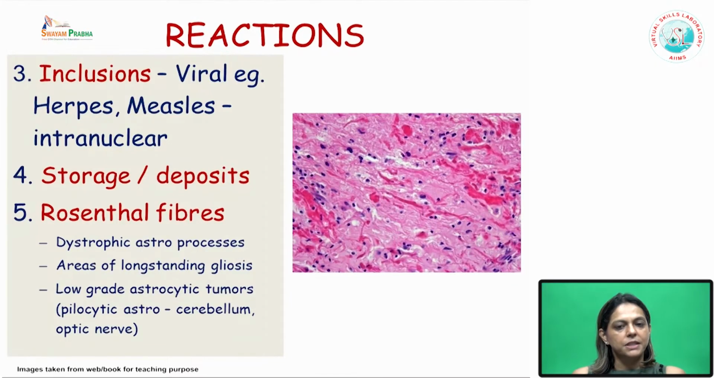Now, other reactions which can be seen in astrocytes are inclusions, like viral inclusions. For example, you can see in herpes, measles, and you can also see storage deposits. And number 5 is presence of Rosenthal fibers. What are Rosenthal fibers? These are basically dystrophic astrocytic processes, and can you see in this picture, they can be seen as longitudinal fibers, and you can see as cross sections also. Okay. So, presence of Rosenthal fibers indicates that it's a long-standing process. Okay. So, long-standing process can be any chronic illness or a grade 1 neoplasia, for example, pilocytic astrocytoma. So, presence of Rosenthal fibers indicates a long-standing injury.